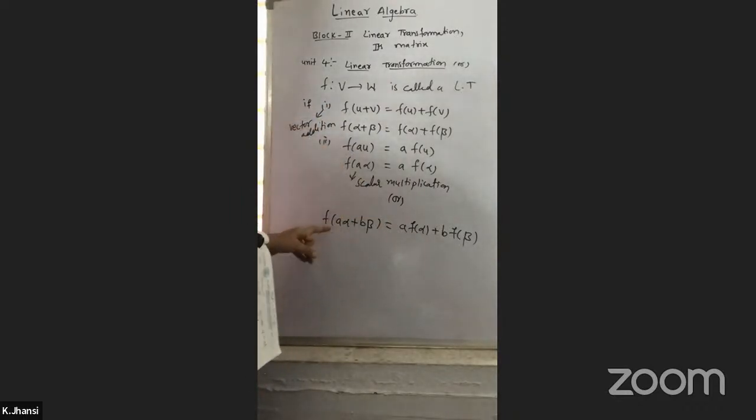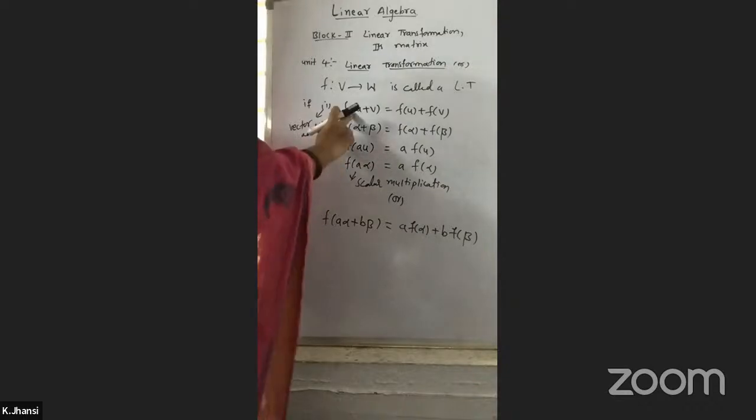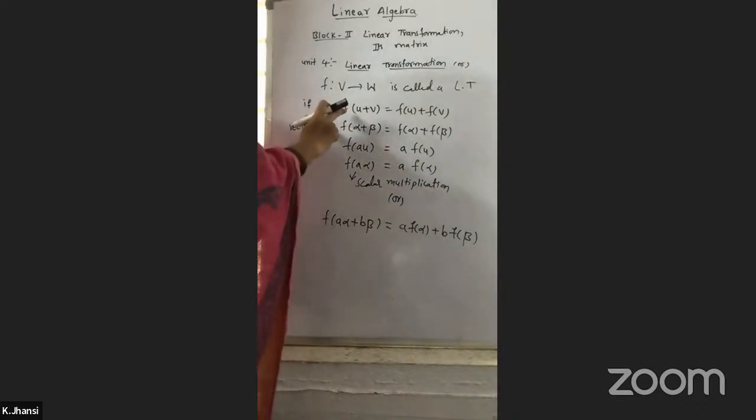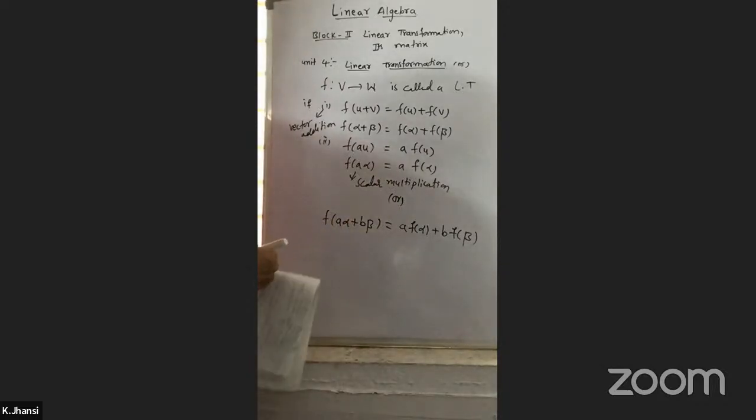Okay, so if you see here, this is how you got this definition, means combining first and second one. See, first one is what? F of U plus V. This is same as U plus V.